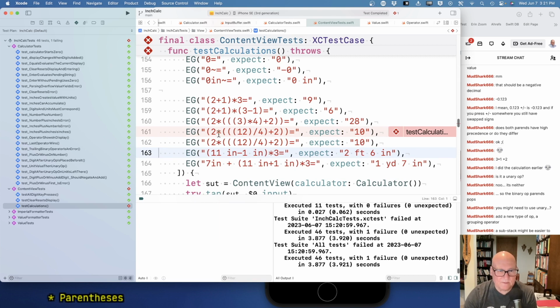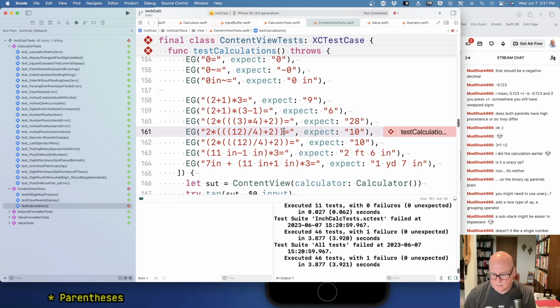Let's work our way from the inside. So let's take this paren and this paren. Doesn't it like a single number within parens? Ooh, that's a possibility. Yeah. Will it tolerate that?